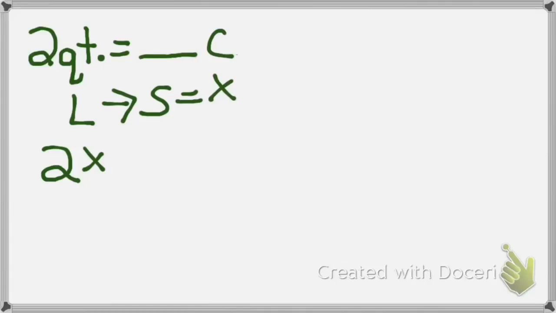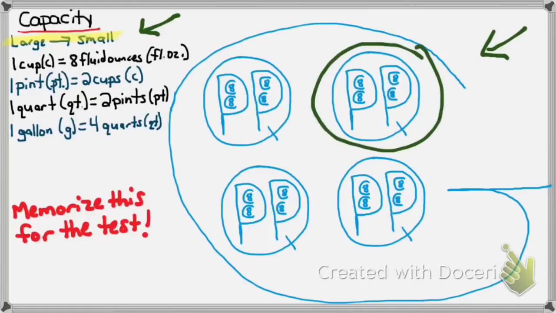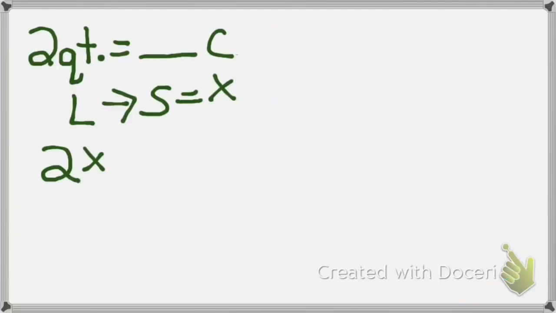Now I need to figure out the conversion between quarts and cups. So again, my table here on the left side doesn't tell me my quarts to cups conversion, but gallon guy does. If I look at the quart, the Q right here, I can count how many cups are inside of it. 1, 2, 3, 4. So there are 4 cups in a quart. Write that 4 down.